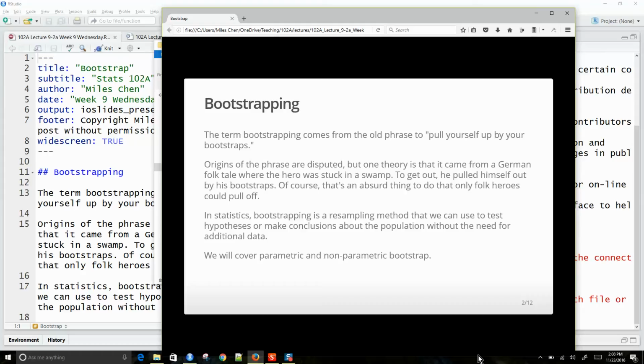As far as statistics go, it's a resampling method that we can use to test hypotheses or make conclusions about the population, and we're not going to use additional data, okay? And in some regards it does seem like we're cheating a little bit, or that this shouldn't work, but it turns out that people studied this from a mathematical perspective, and it's okay. It's okay to do this, all right? And we're going to skip over the mathematical proof side of bootstrapping, and I hope that's okay with you guys. I'll just tell you the results: there are certain times when you can do bootstrapping and certain times when you can't, okay?